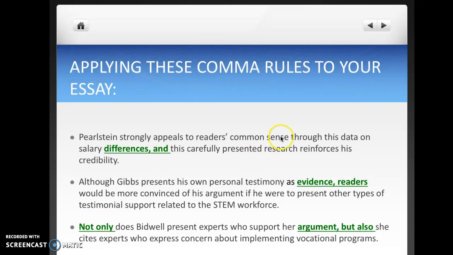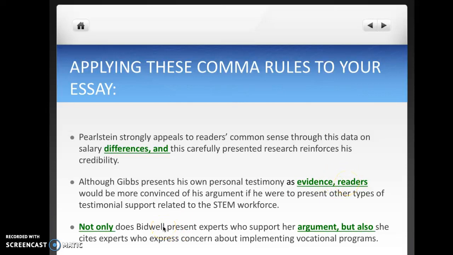The next sentence says, although Gibbs presents his own personal testimony as evidence, readers would be more convinced of his argument if he were to present other types of testimonial support related to the STEM workforce. So it starts with although, so we know there has to be a comma eventually. And if we don't put a comma, we're going to have something called a run-on issue. So we want to make sure we have the proper punctuation to set off the sentence.